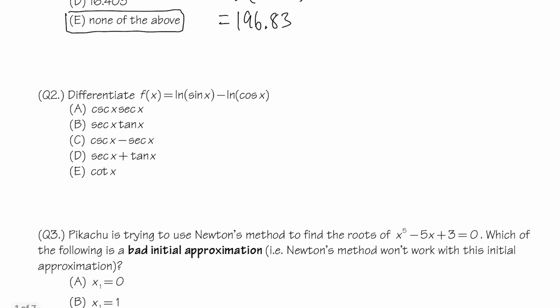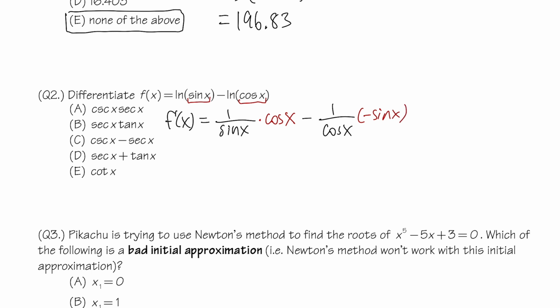All right. Second one, we are going to differentiate this. So let's do our derivative. I will use f prime for the notation. The derivative of ln is 1 over whatever we have inside, which is sine. So we have 1 over sine x, and use the chain rule, multiply by the derivative, which is cosine x. And then minus another ln, so that's 1 over cosine x, and use the chain rule: the derivative of cosine x is negative sine x.